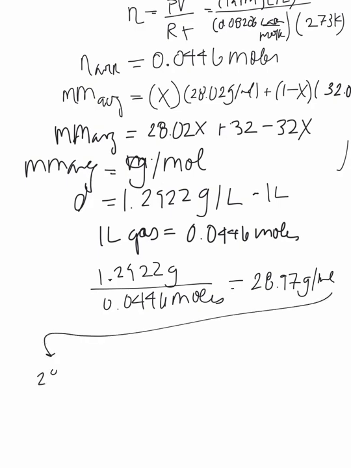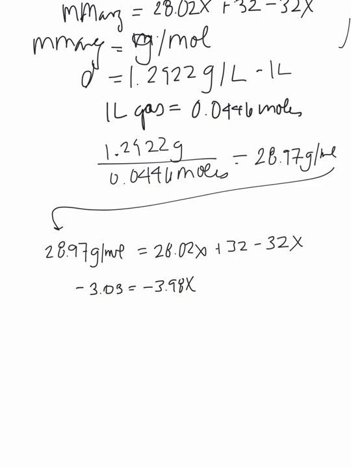So now we can plug that average molecular weight back into our equation. So we have 28.97 grams per mole is our average molecular weight, and that's equal to 28.02x plus 32 minus 32 times x. Now we can add our x's together, do some rearranging, and this is what we get. We divide both sides by negative 3.98x. We get x is equal to 1.31.